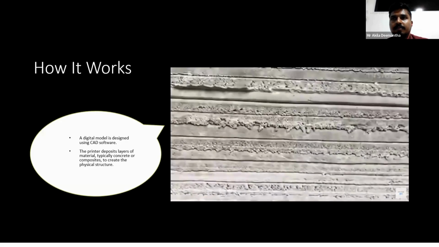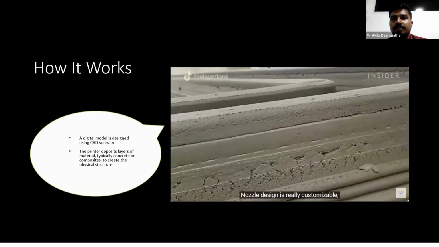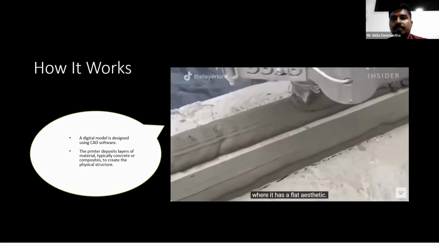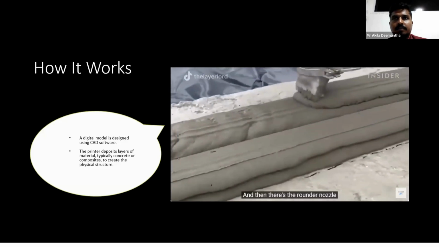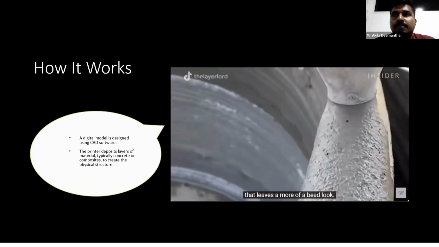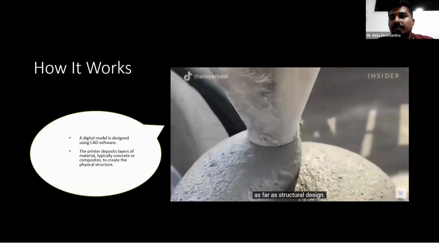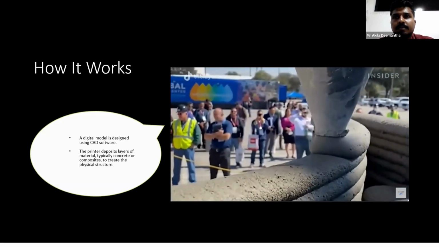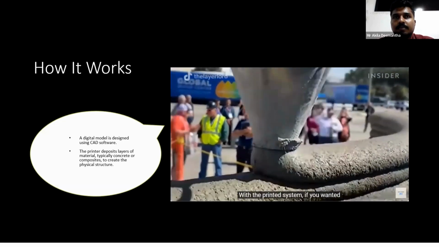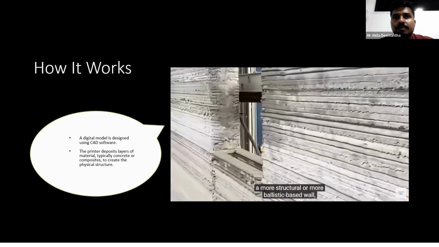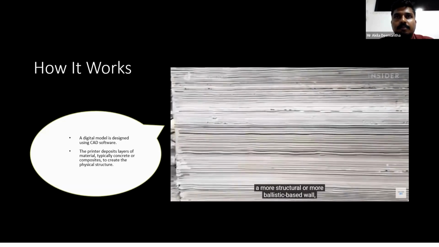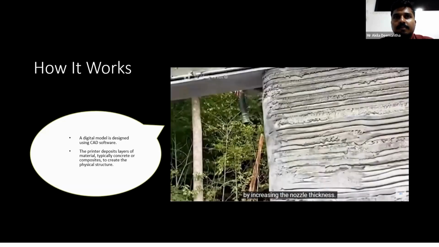Nozzle design is really customizable, especially in the 3D construction industry. There's the squared-off nozzle where it has a flat aesthetic, and then there's the rounder nozzle that leaves more of a bead look. They have the same properties as far as structural design. It's more of an aesthetic finish. With the printed system, if you wanted a more structural or more ballistic-based wall, you can increase the concrete in that wall system by increasing the nozzle thickness.